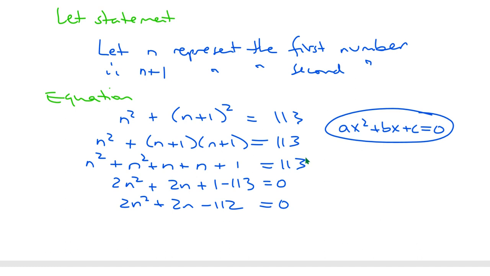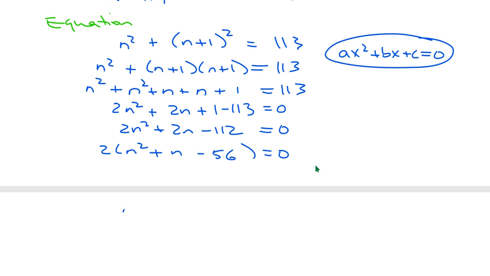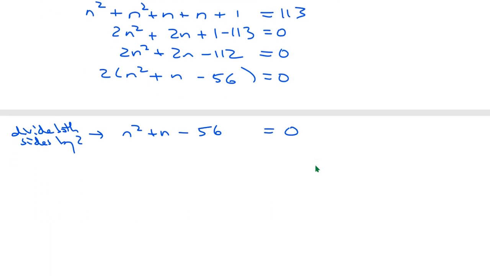Notice that there's a common factor of 2. So I can factor out the 2 and put it out front to make my number smaller, and I get 2 times n squared plus n minus 56 equals 0. And not only can I factor out the 2, I can actually divide both sides by 2. So if I divide both sides by 2, I get n squared plus n minus 56 equals still 0. What I did here is I divided both sides by 2, and 0 divided by 2 is still 0, so it just stays like that.